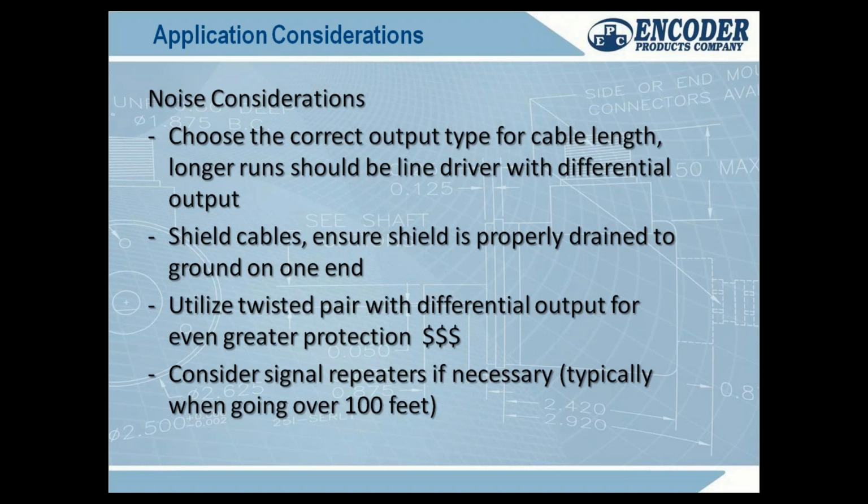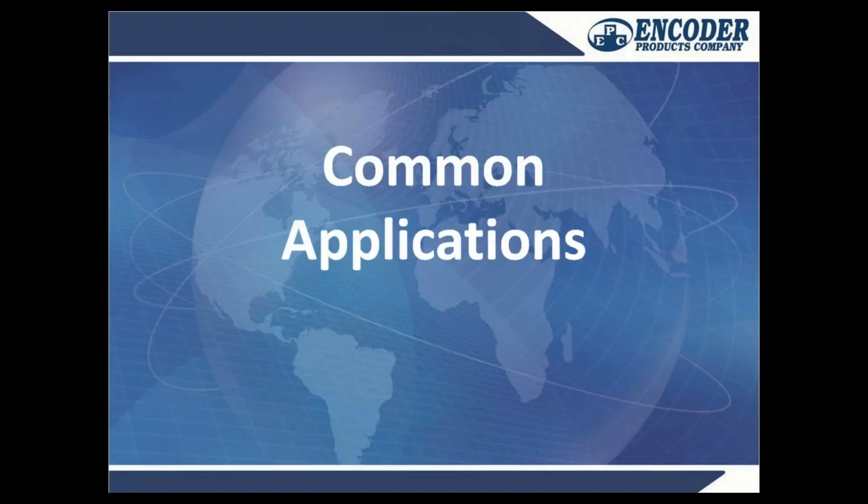And then signal repeaters. If you're going with any incremental encoder, especially if you're running at 5 or 12 volts, if you're going over 100 feet, I encourage you to get signal repeaters, because there's just enough voltage drop over runs of more than 100 feet. That's where you start running into issues with noise and loss of signal.